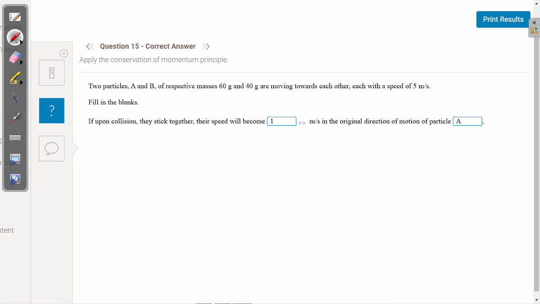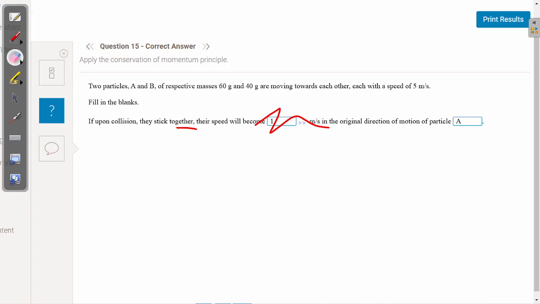The two particles A and B of respective masses 60 and 40 grams are moving towards each other, each with a speed of 5 meters per second. Upon collision, they stick together. They want the speed and the direction. So they said stick together, which means they will have the same final velocity.